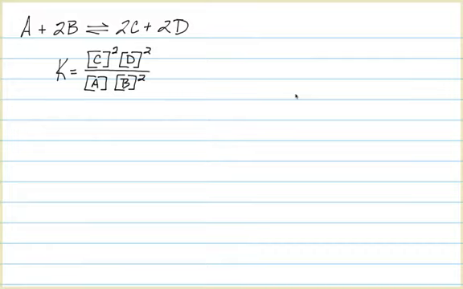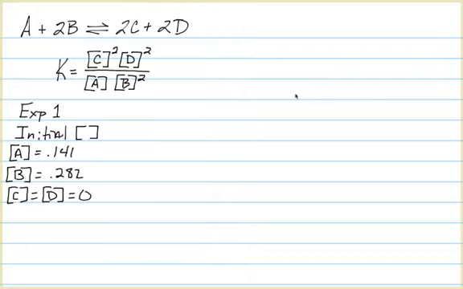So for our chemical reaction, A plus 2B giving us 2C plus 2D, our equilibrium expression would be K equals the concentration of C squared times the concentration of D squared divided by the concentration of A and the concentration of B squared. The exponents for these are coming from the coefficients in the balanced equation.